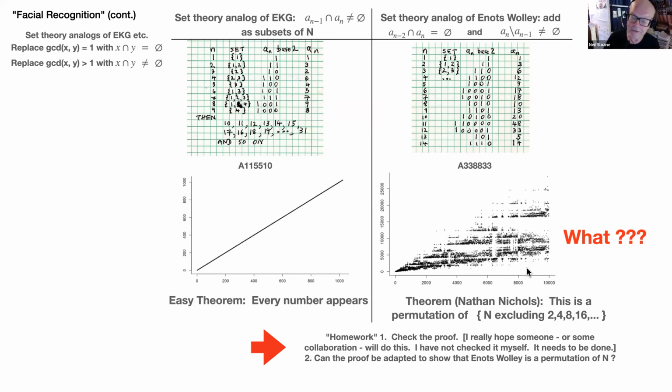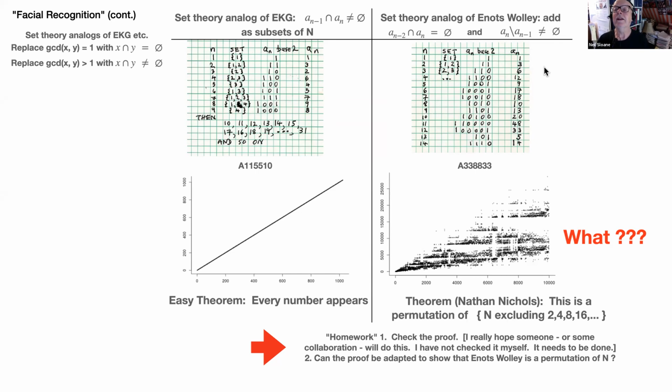There's a theorem. This sequence was actually, I think, sent in by Nathan Nichols, and he has a proof that this is a permutation. And I haven't checked it. One of the homeworks, if somebody would really like to understand this stuff, check his proof. It needs to be done, and I haven't had time.